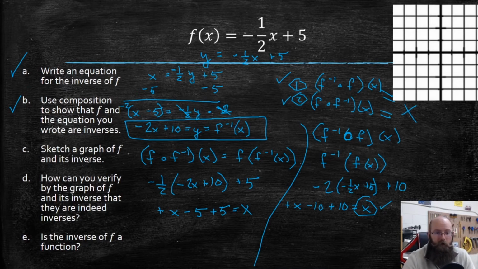Okay, sketch a graph of f and its inverse. F was this initial one. So I go up 5. Oof, I'm going to count by 2s. So I go up 5, down 1, over 2, down 1, over 2. There's that one. Then I need to graph my inverse, which was right over here.